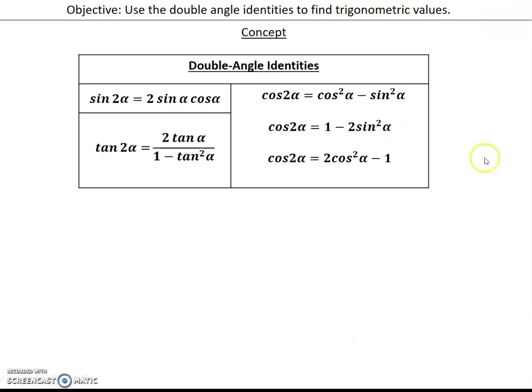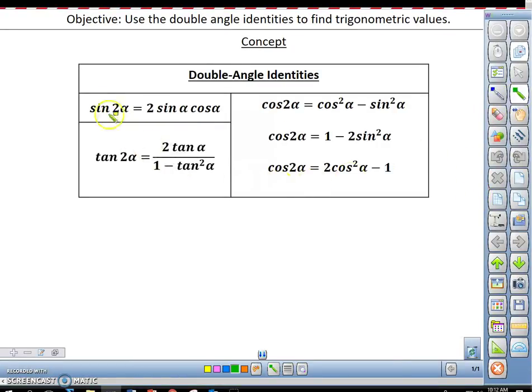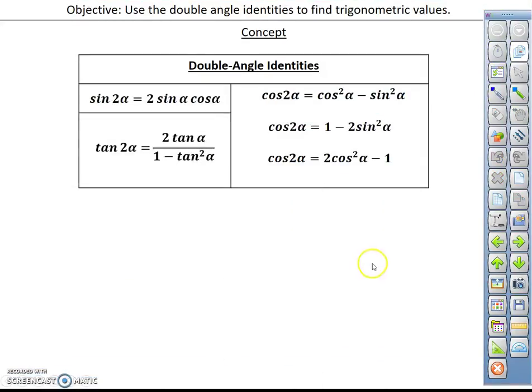Here is a summary of our double angle identities. So we have 1 for sine of 2 alpha. We have 1 identity for tangent of 2 alpha. And then we have 3 forms for our cosine of 2 alpha because of our ability to do those substitutions with our Pythagorean identity.